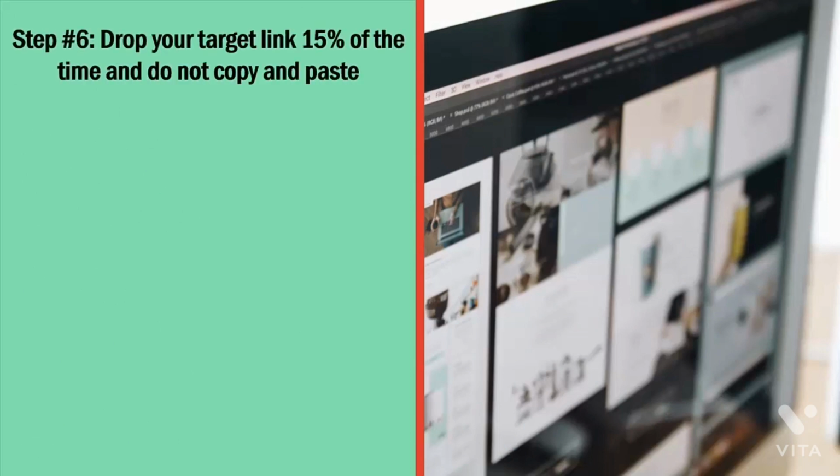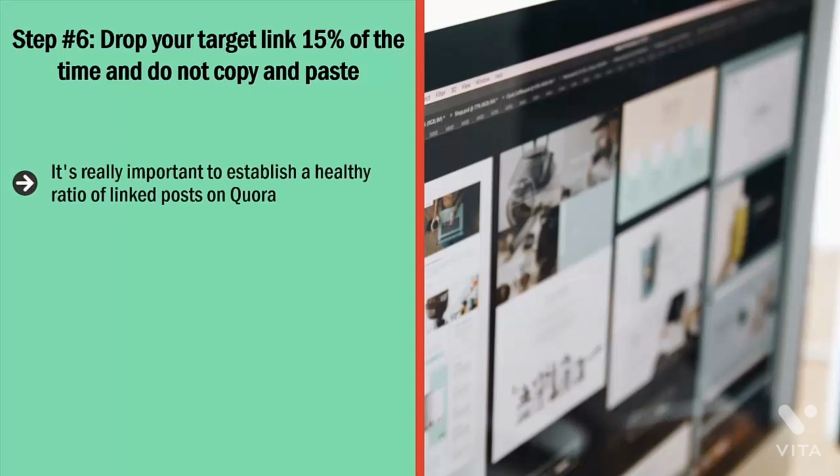Step number 6. Drop your target link 15% of the time and do not copy and paste. It's really important to establish a healthy ratio of linked posts on Quora. As I keep repeating, when administrators check your account, they must not see a clear pattern. You must throw them off. Your account must look legit. Your account must look like the account of somebody who truly likes helping people by answering their questions.